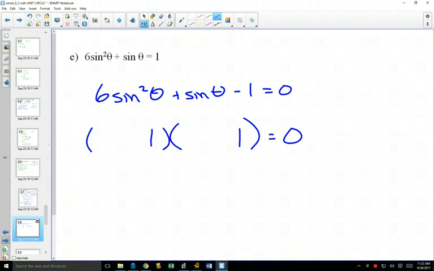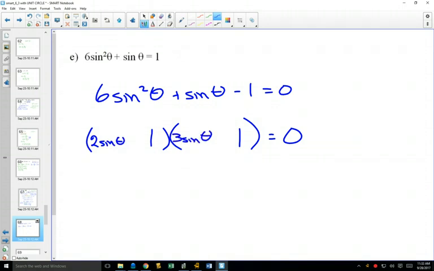Now that I know those have to be 1 and 1, when I go back to 6 and I think of 6 and 1 or 2 and 3, and I think of my outside and my inside, which one's going to work to give me 1? 6 and 1 or 2 and 3? 2 and 3. So then we can write 2 sine theta and 3 sine theta.